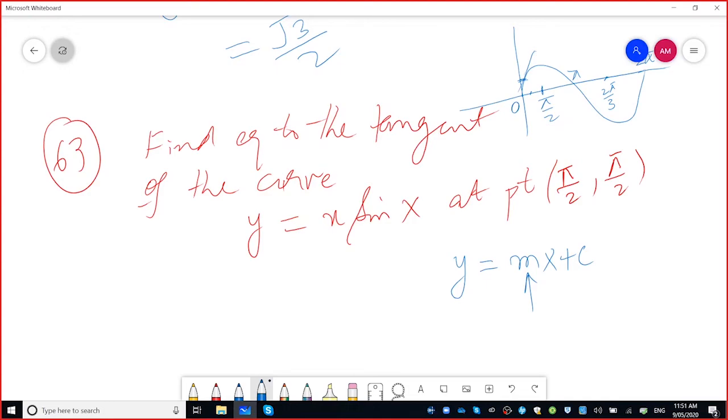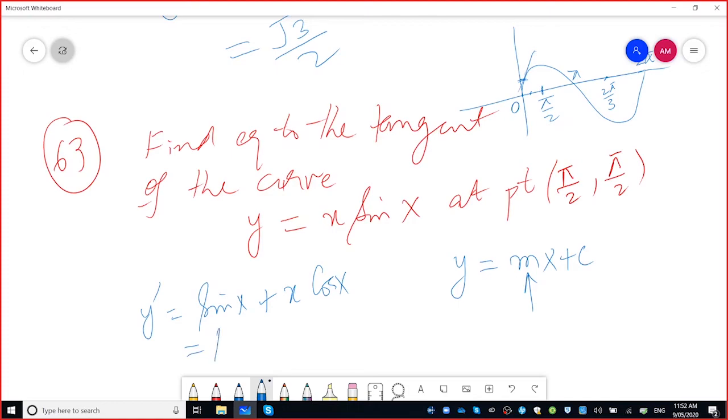So the gradient is 1. Good, that's correct. Let's go through how you did that. You have y bar equal to sine x plus a x, and the derivative of sine x is cos x. And then you put in pi over 2.